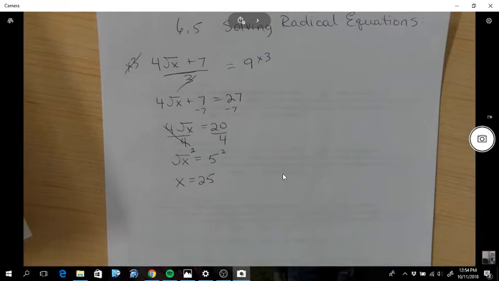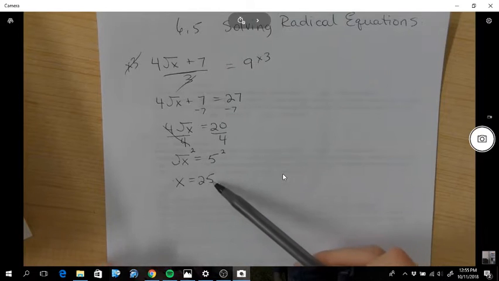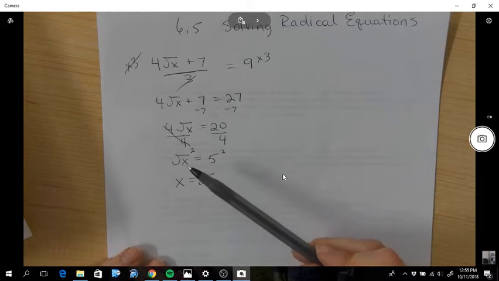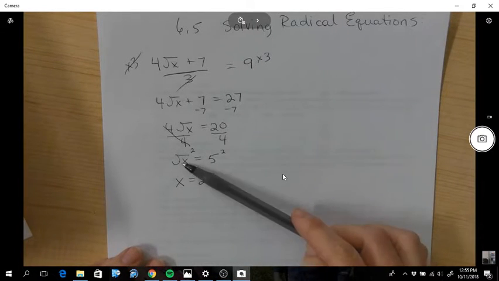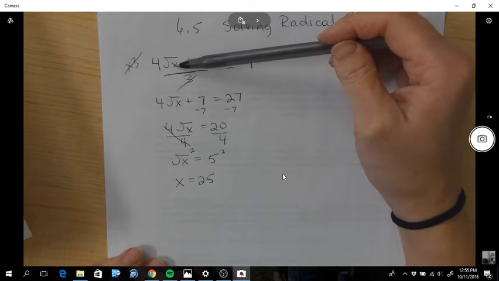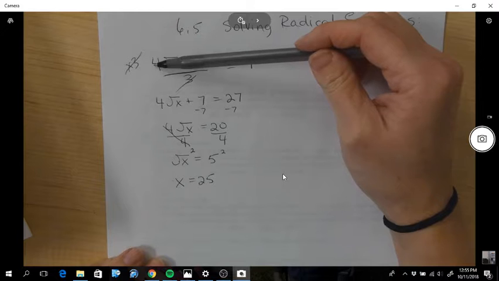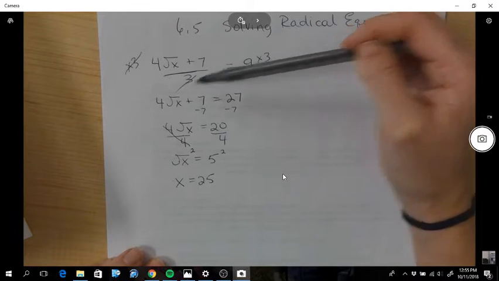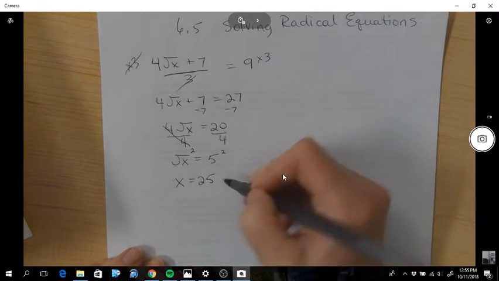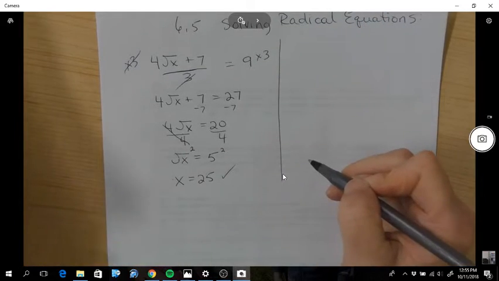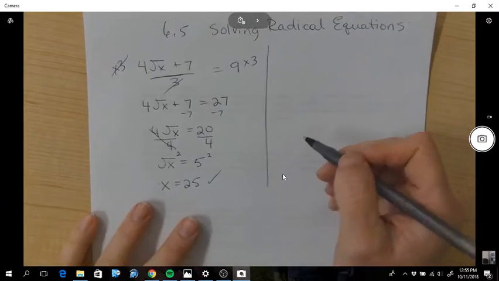Okay? When you're done these, you have to check your solutions. So plugging in, root 25 is 5. 5 times 4 is 20. 27 divided by 3 is 9. So it checks out. Okay? Example 2.